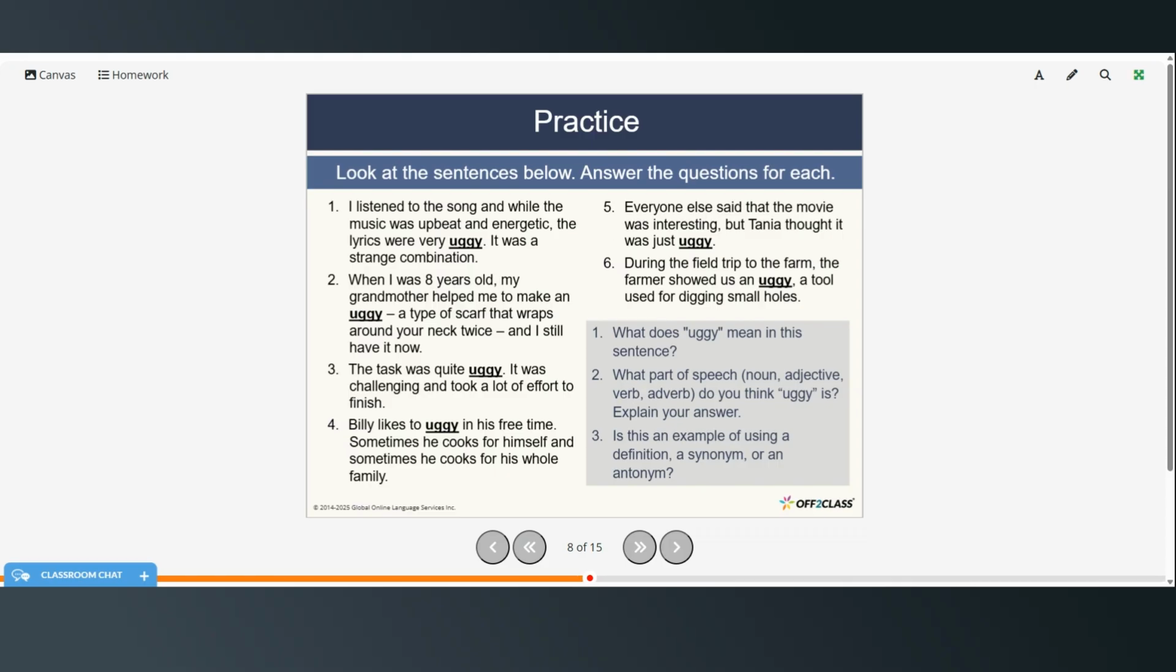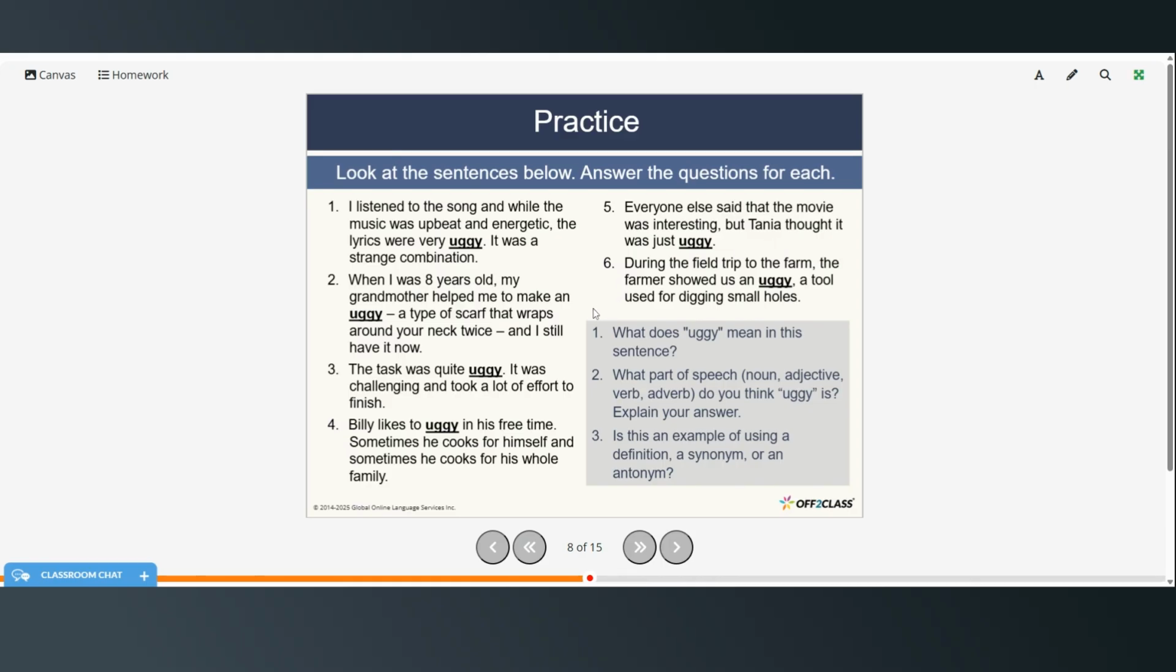Everyone else said that the movie was interesting, but Tanya thought it was just Uggy. So here, Uggy would probably be boring. See, it was the antonym of interesting, and it's used as an adjective. And we can tell that it's an antonym because of the word but. So everyone else said that the movie was interesting. The word but suggests that Tanya had a different point of view.